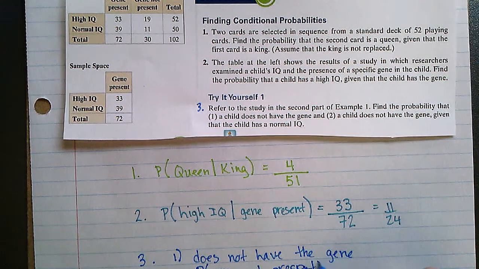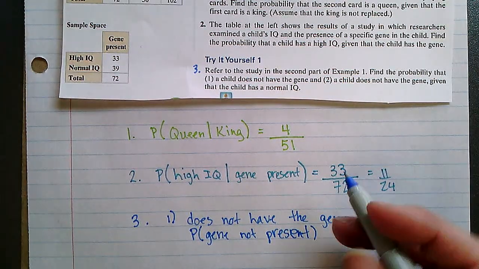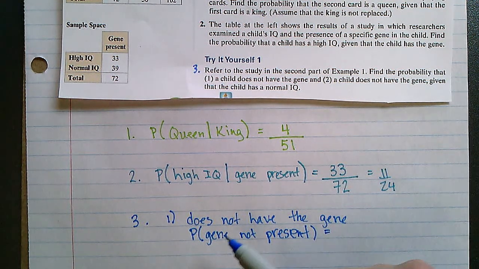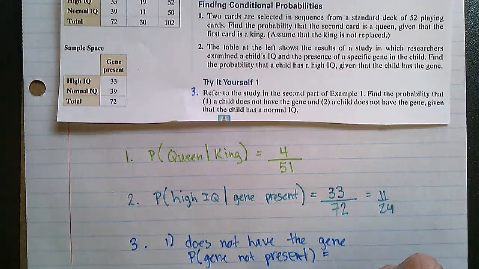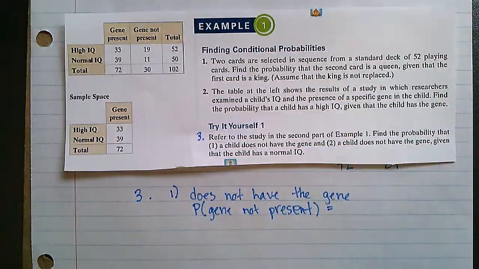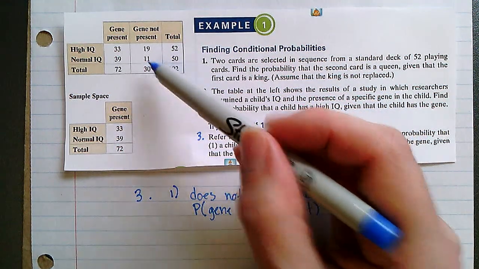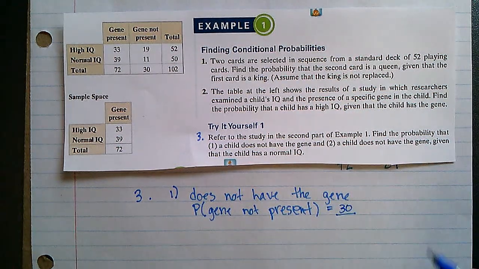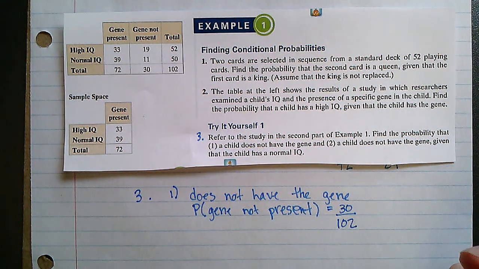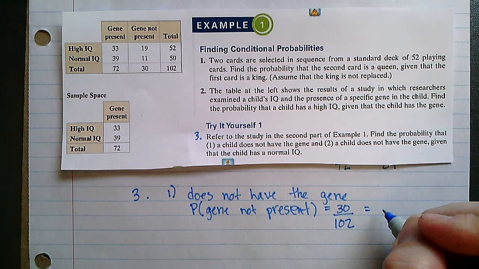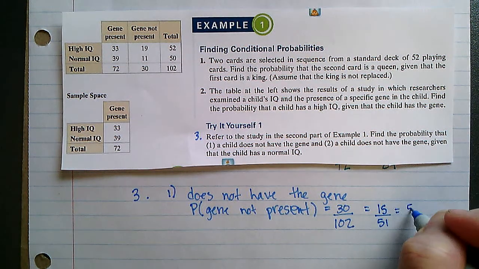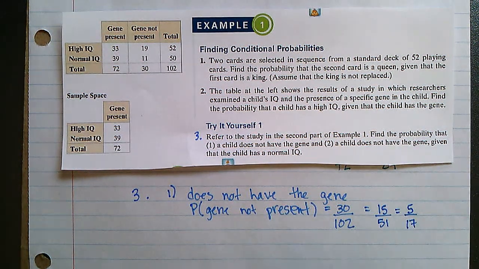Now, that is not a conditional probability. That's just a regular probability, an experimental probability. So that would be the number of outcomes where the gene is not present. The gene is not present 30 times out of the total number of outcomes, which is 102. So the gene is not present 30 out of 102 times, which would be 15 out of 51 or 5/17, I believe.